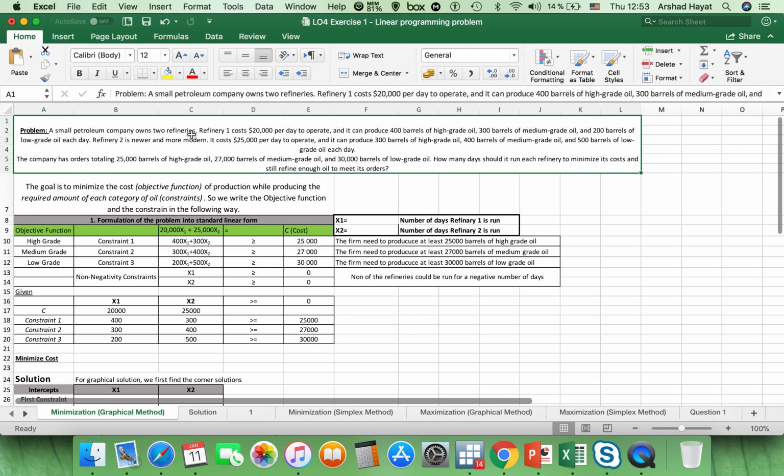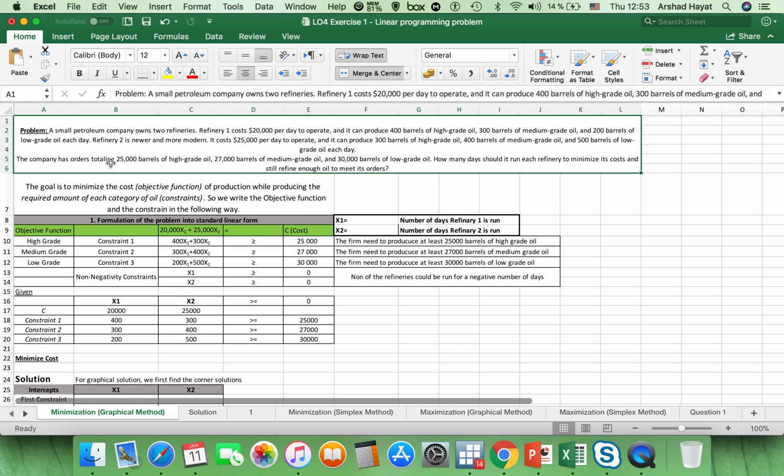So let's just have a look at what the problem is. There is a small petroleum company that owns two refineries, and refinery 1 costs $20,000 per day to operate, and it can produce 400 barrels of high grade oil, 300 barrels of medium grade oil, and 200 barrels of low grade oil. Refinery 2, which is newer and more modern, costs $25,000 per day when it operates, and it produces 300 barrels of high grade oil, 400 of medium, and 500 barrels of low grade oil.